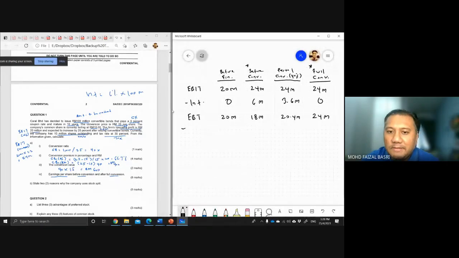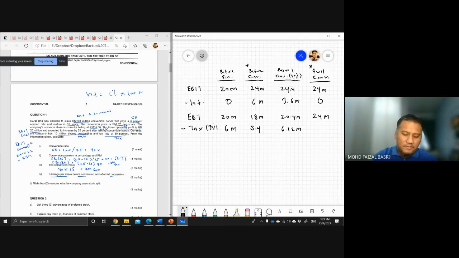Next, we're gonna minus the tax pula. And the tax rate dalam soalan dia bagi 30%. Okay, the tax rate is 30%. So 20 million times 30%, 6 million lah. Okay, 6 million. 18 times 30%, 5.4 million. 20.4 times 30%, 6.12 million. And 24 million, we have 7.2 million.